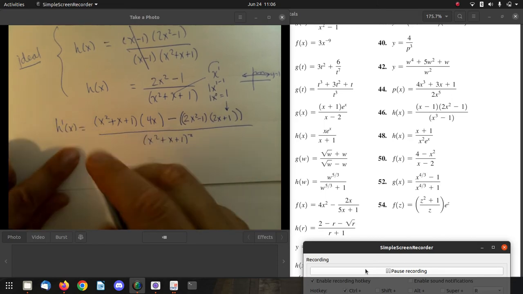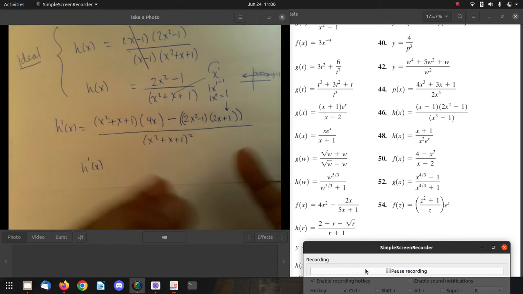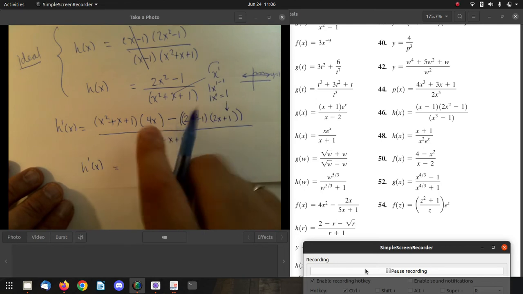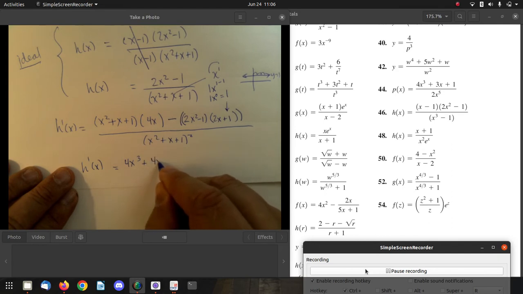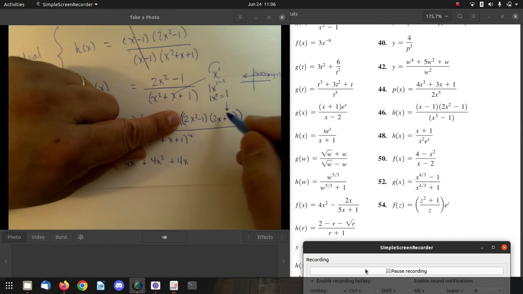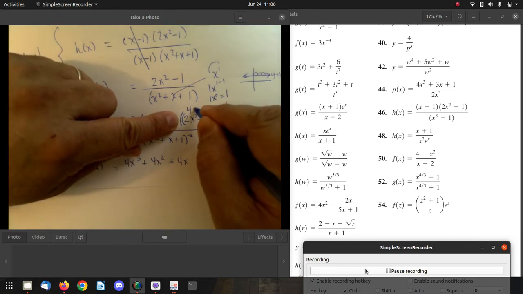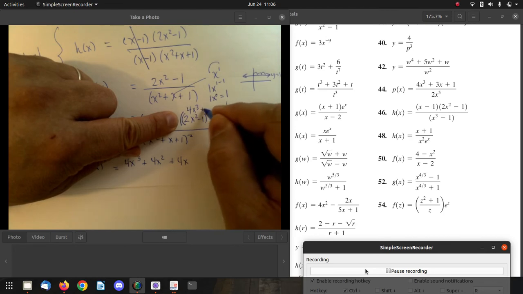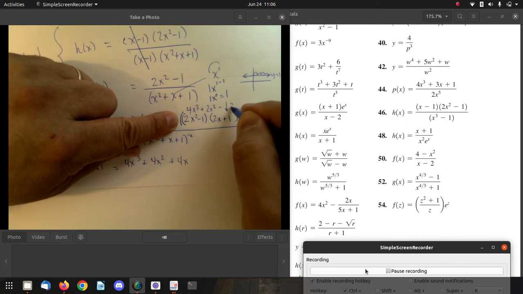Okay, now I'm going to multiply some things through. Technically, you're done here. I can't really require you to go past that because that's right. But customarily, we like to simplify a little bit more. So we're going to get 4x cubed plus 4x squared plus 4x. Let's go ahead and expand these. So this is going to give us 4x cubed plus 2x squared minus 2x minus 1.